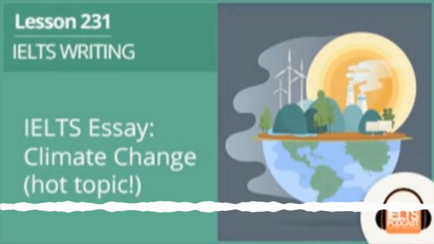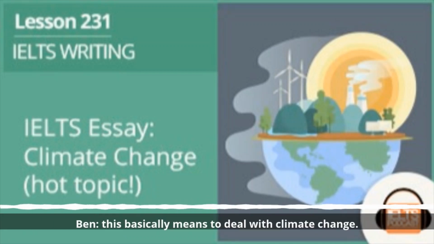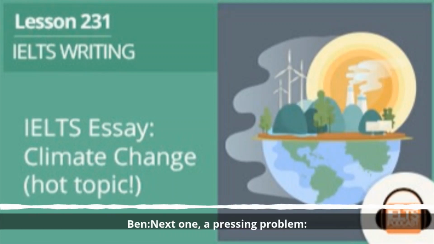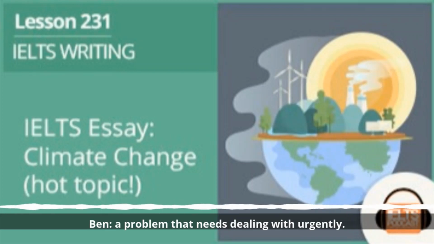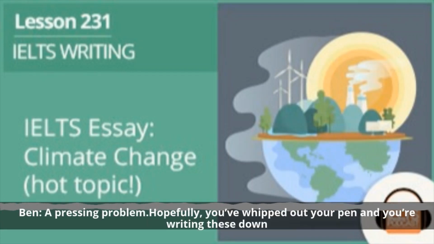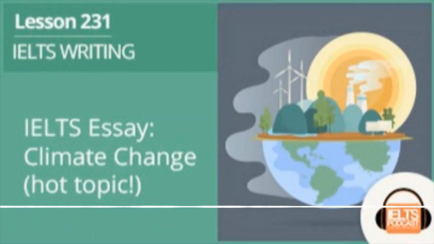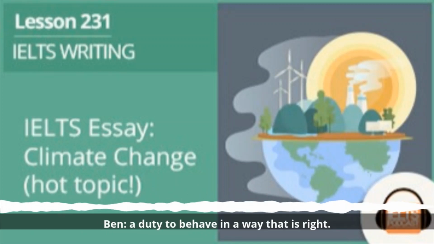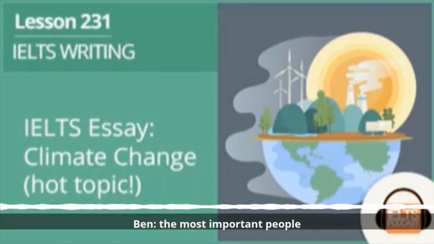Here's a few collocations. To tackle climate change. This basically means to deal with climate change. Next one. A pressing problem. A problem that needs dealing with urgently. A pressing problem. Hopefully you've whipped out your pen and you're writing these down. If you're not, I hope you're committing them to memory. Next one. A moral responsibility. A duty to behave in a way that is right. The key players. The most important people.